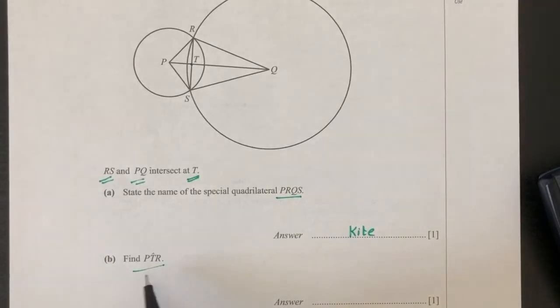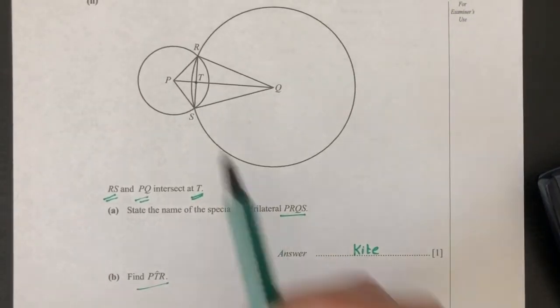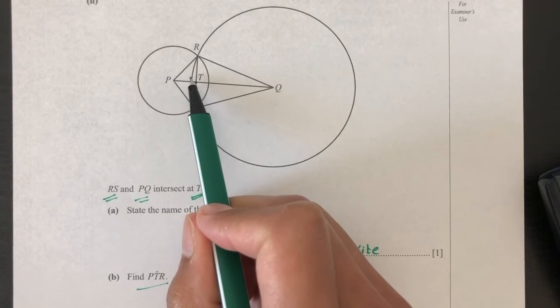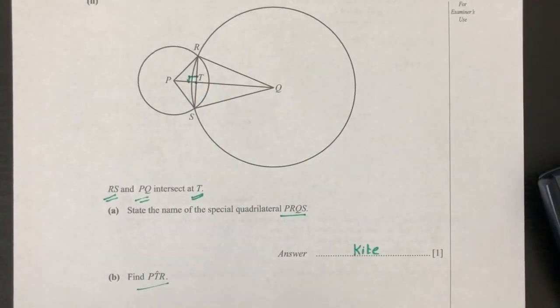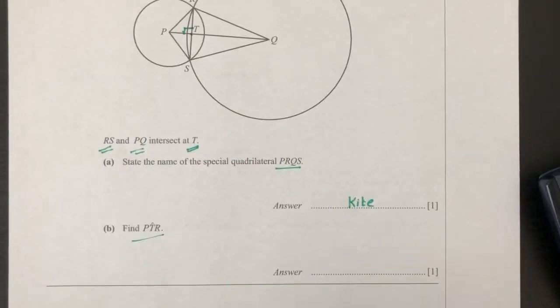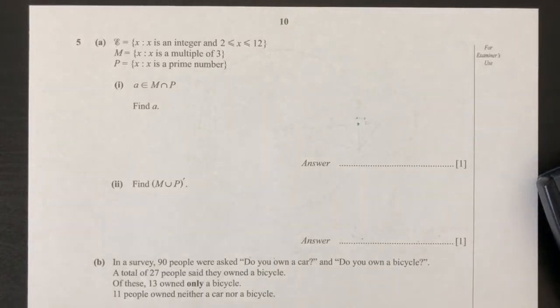Now part B, PTR, find the angle PTR. Find this angle. So it's pretty obvious that will be 90 degrees. Okay, so that's it for question number 4. Now let's move on to question number 5, part A.